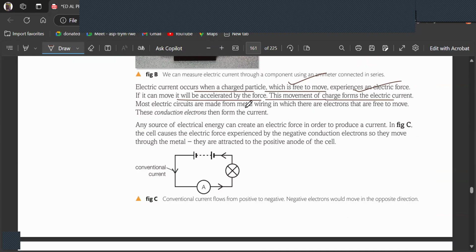Most electric currents are made from metal wiring in which there are electrons that are free to move, and we call these conduction electrons. They actually move through conductors and wires, and they form the current as well. Any source of electrical energy can create an electric force in order to produce a current, and the cell causes the electric force experienced by the negative conduction electrons, so they move through the metal.